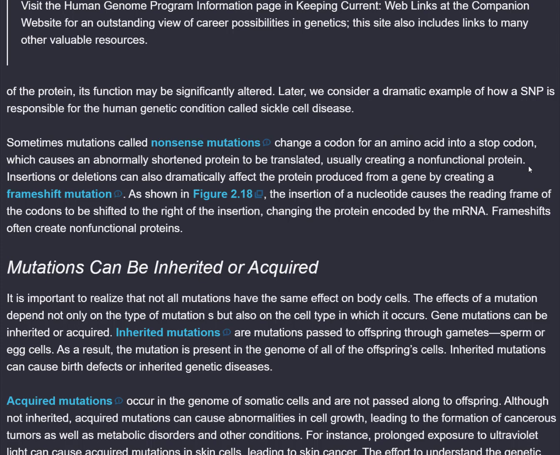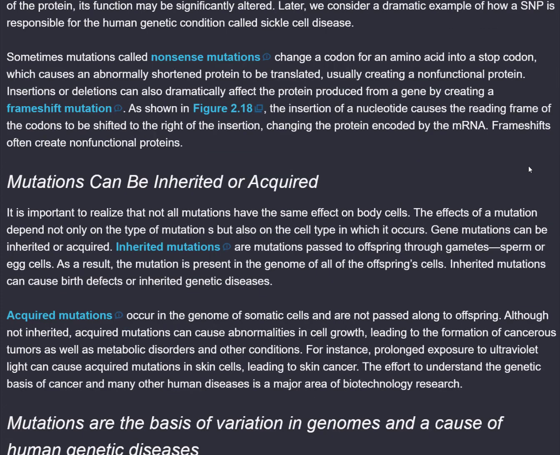Visit the Human Genome Program information page in Keeping Current, web links at the companion website for an outstanding view of career possibilities in genetics. This site also includes links to many other valuable resources.